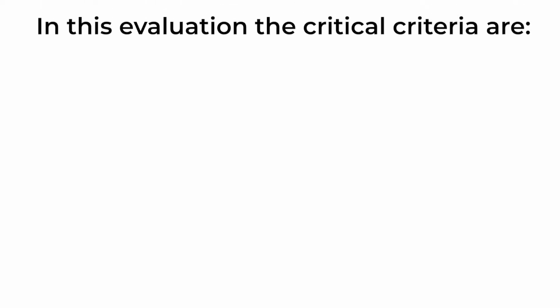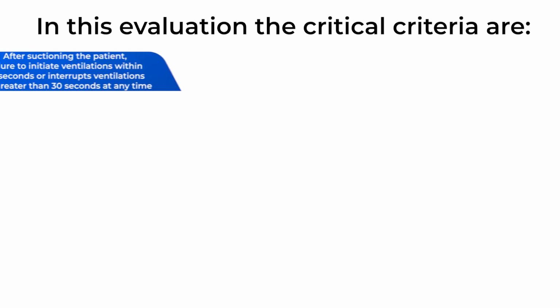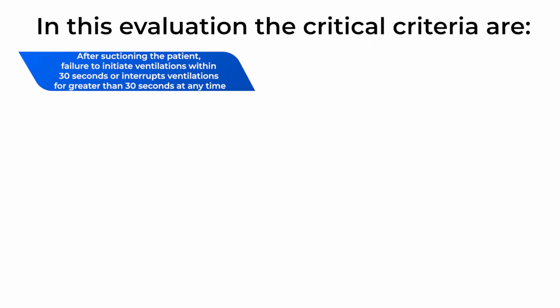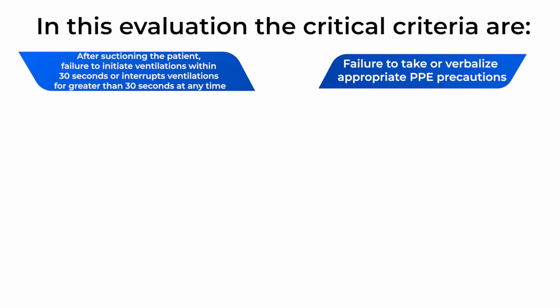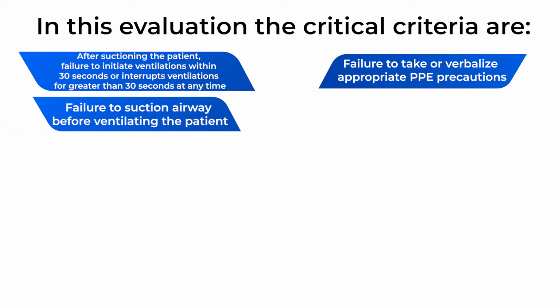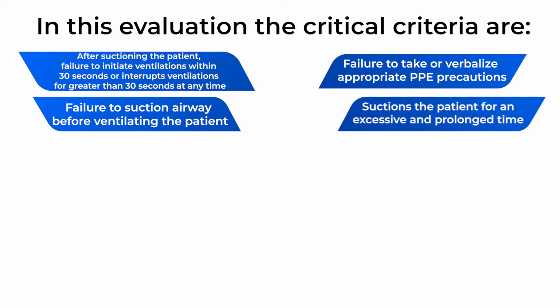In this evaluation, the critical criteria are: after suctioning the patient, failure to initiate ventilations within 30 seconds, or interrupts ventilations for greater than 30 seconds at any time. Failure to take or verbalize appropriate PPE precautions. Failure to suction before ventilating the patient. Suctions the patient for an excessive and prolonged time.